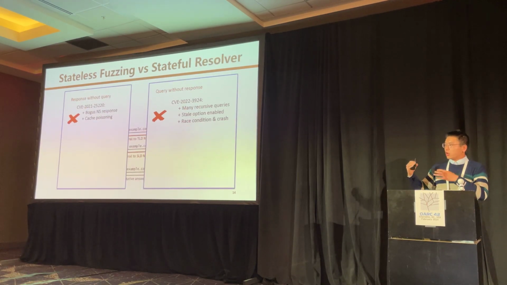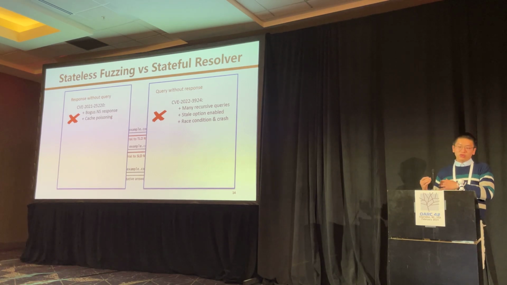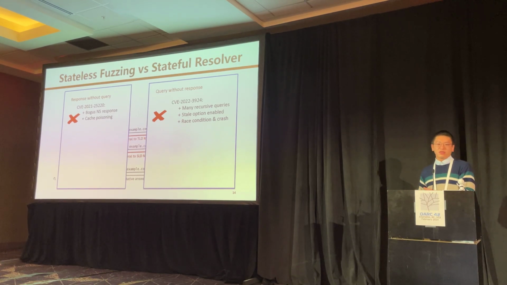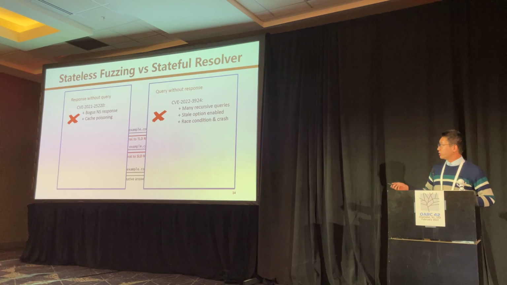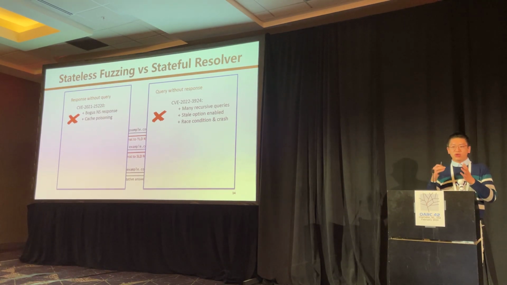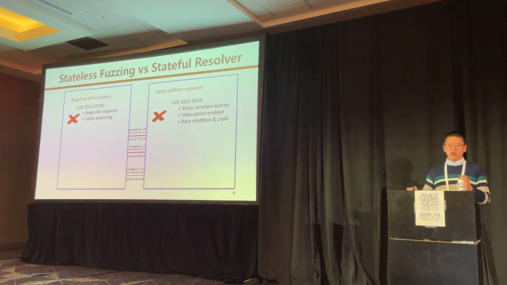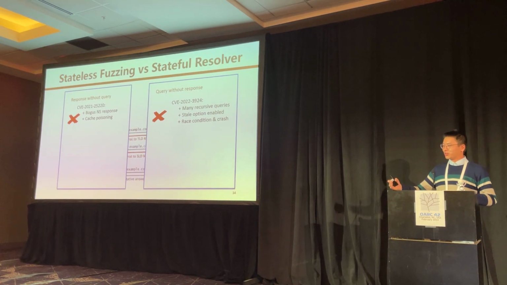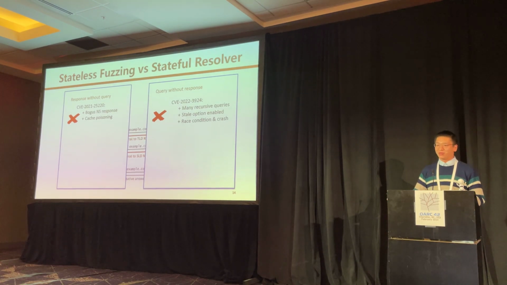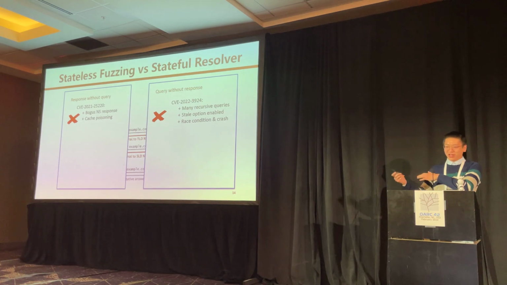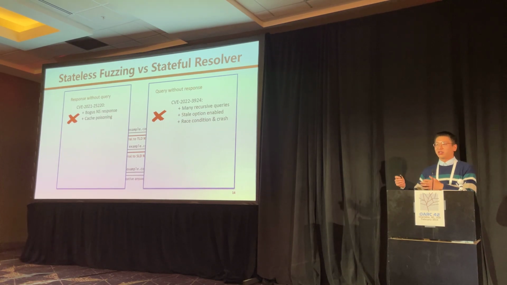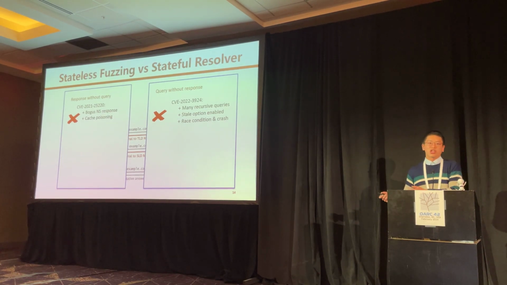And also, could we do stateless fuzzing for DNS? The answer is definitely no. We have 2 examples of CVEs. One is response without query, but we also have query without response. So if you throw away the response, how could you find that part of the problem? If you throw away the query, how could you find the client part of the problem? So you cannot throw away anything, and you also need to coordinate the query and response during the fuzzing process. Otherwise, it is very easy for DNS resolvers to reject them.